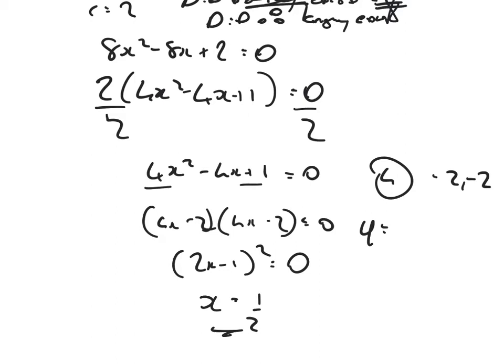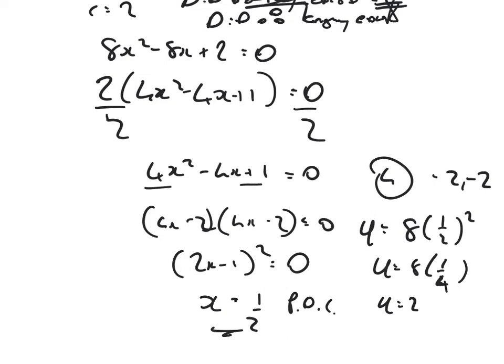This time I'll put it into ax squared, so 8 lots of 1/2 squared. That's 8 lots of 1 quarter. And the y coordinate is 2, so the point of contact then will be 1/2, 2. Okay, let's try one more of these types.